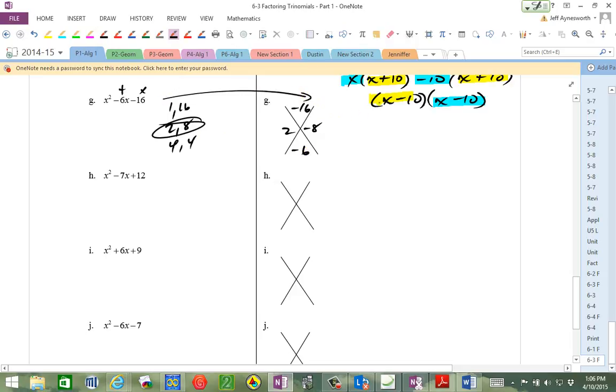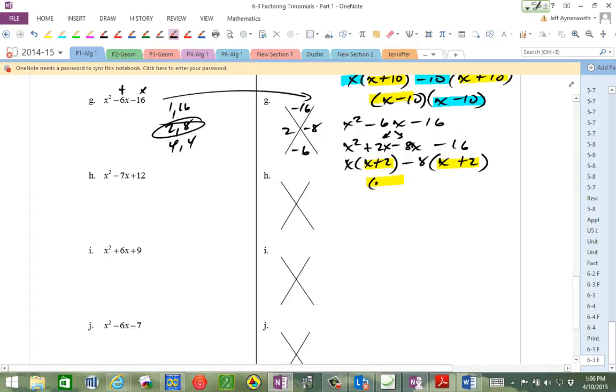Got to split the middle term. x squared plus 2x, because it's positive, minus 8x minus 16. Factor out an x. Factor out a negative 8. And now we see the common binomial. So we start off with x plus 2, multiply it by the remaining factors, x minus 8.